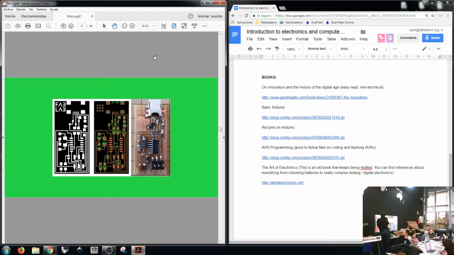So the family is AVR. The programmer, exactly, FabXP is an AVR programmer. Well, the manual itself, you have it there.